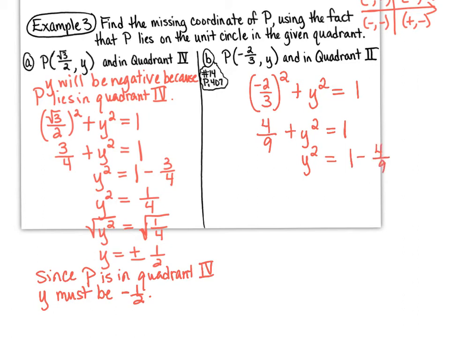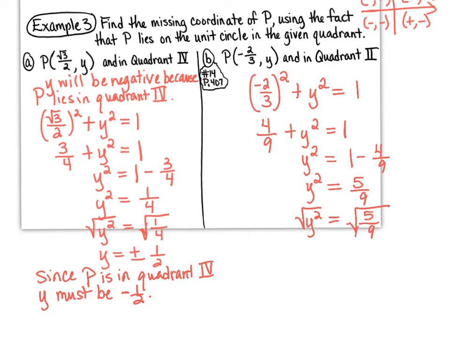Minus 4/9. Good. And 1 minus 4/9 is what? 5/9. Good. So you get y squared is equal to 5/9. Now we do what to both sides? Take the square root. Good. So you have the square root of y squared equals the square root of 5/9.